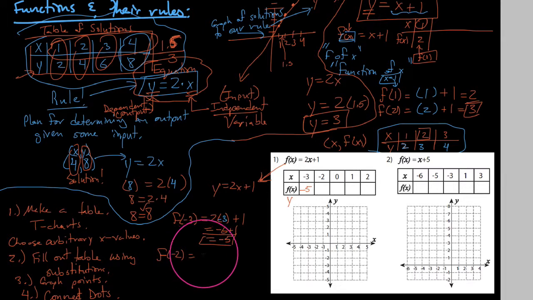Now let's try this with -2. We say f of -2 means wherever I see an x, let's take it out, plug in -2, and say what do I get for the y value? So we get -4 plus 1, so we get -3. So -3 is our output here.